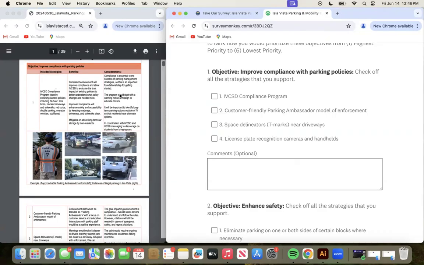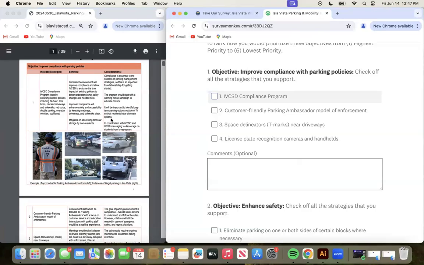So strategy number 1 here is an IVCSD compliance program. And you can look at the explanation of what the benefits of this would be and what some of the possible considerations are. And after you've reviewed that strategy, if you decide that you support the implementation of this strategy in Isla Vista, you're going to go ahead and check the strategy off. If you do not support this strategy, you will leave it unchecked.